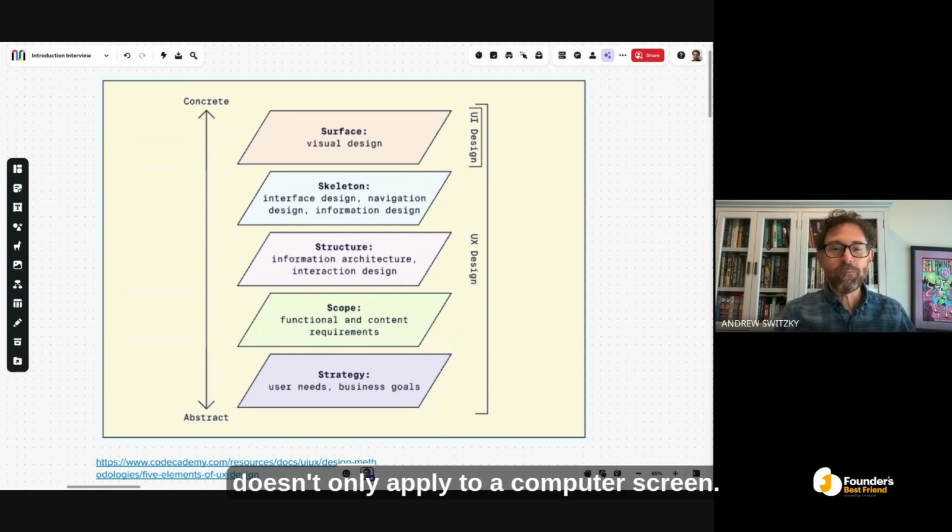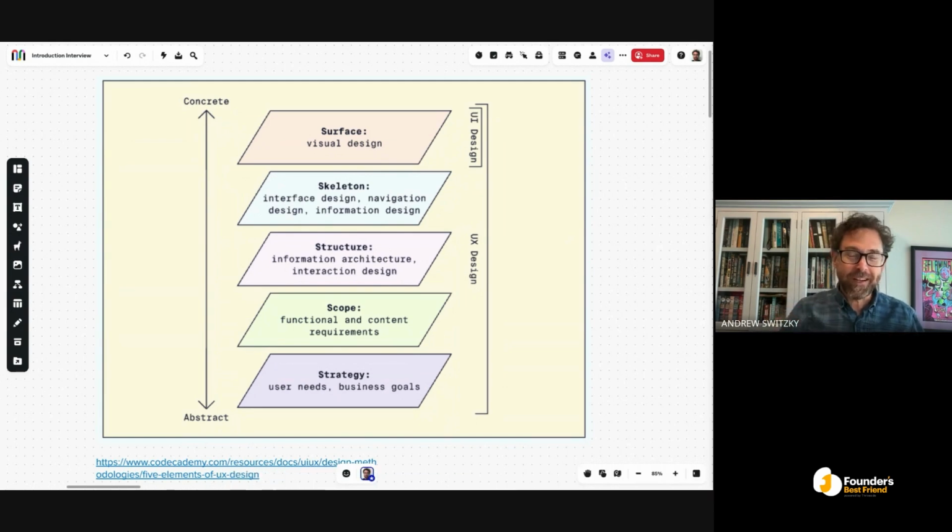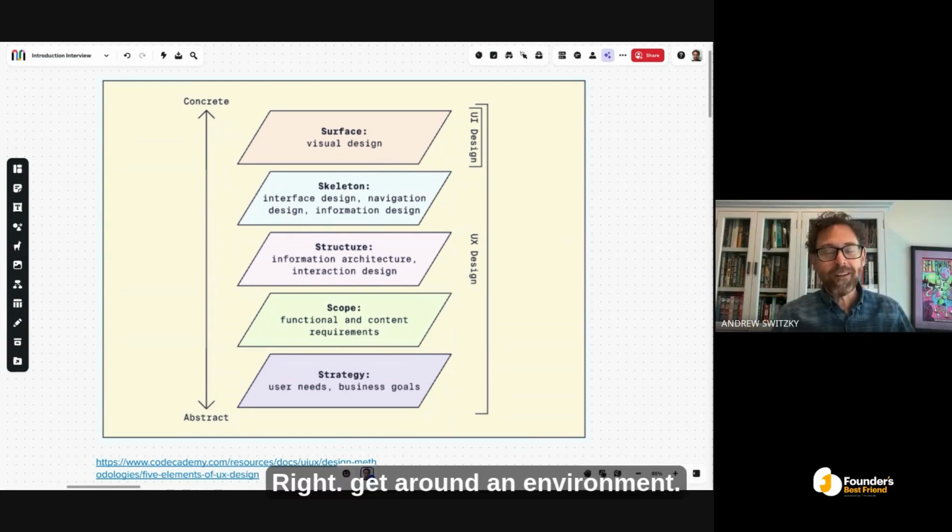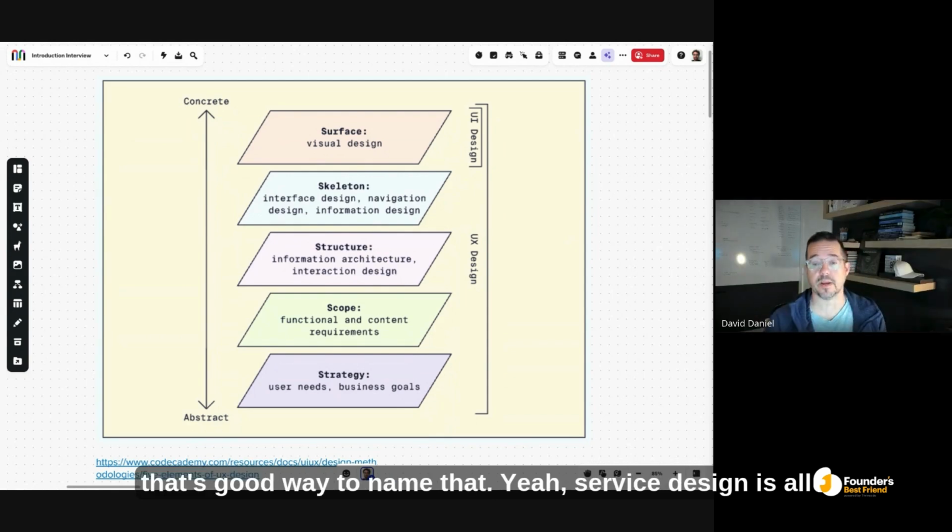Navigation doesn't only apply to a computer screen. It's how you get around an environment. And information design applies to service as well. No, that's great. That's a good way to name that.